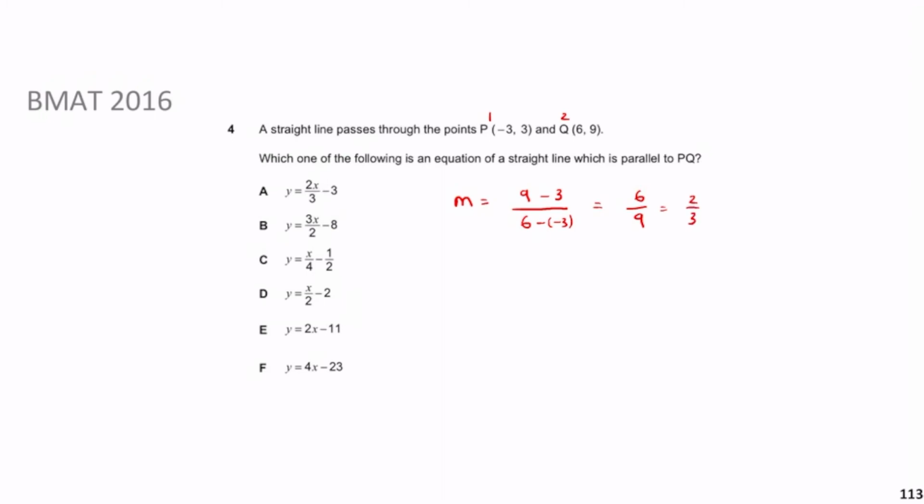So any of them which has a gradient of 2/3, which is only going to be A. The y-intercept doesn't matter. It can intercept the y-axis anywhere, so the c value doesn't matter. Just the gradient has to be 2/3, and that's obviously A. So hopefully, guys, that has made sense, and we look forward to seeing you in the next video.